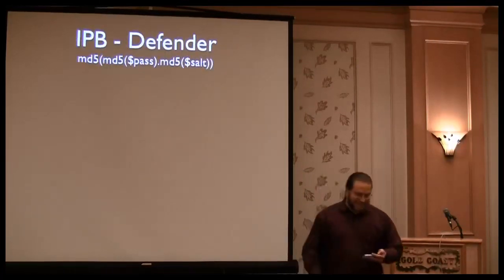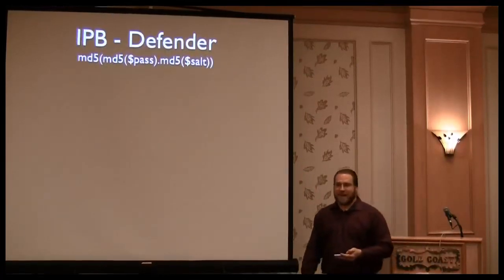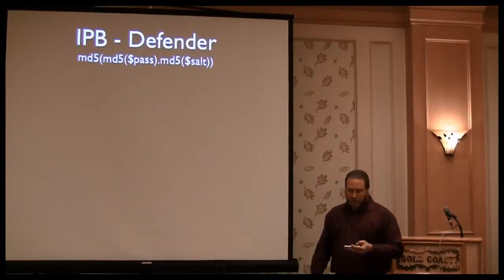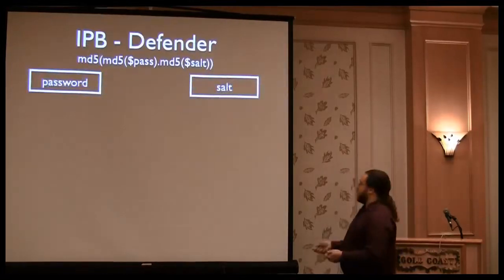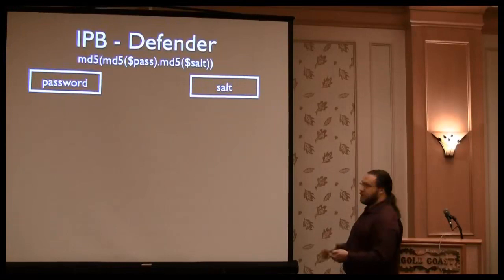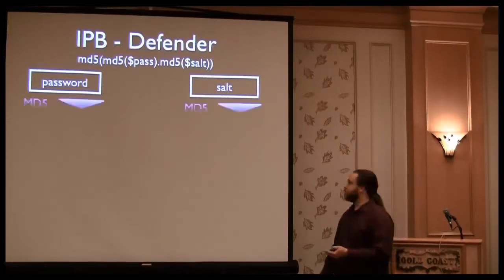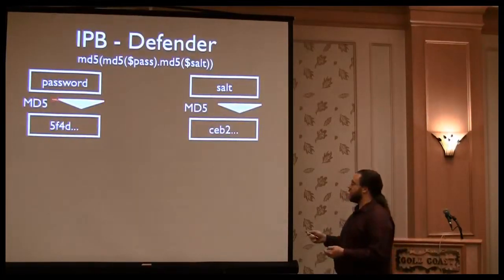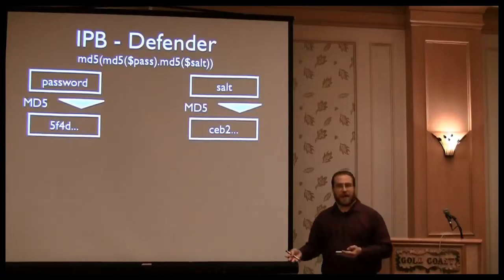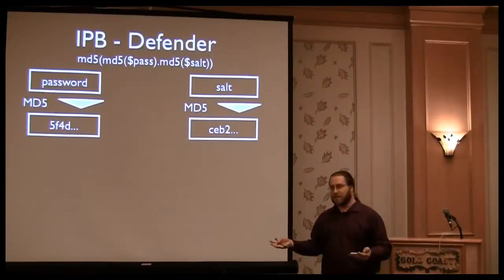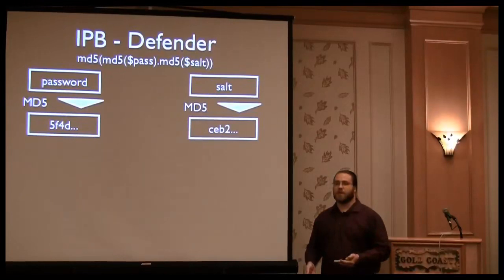So the first thing that I'd like to do is dive into the IPB algorithm a little bit more. For the defender, for the unlucky forum that is stuck with this algorithm, they start with the user's password and salt out of the database. They then perform two MD5 operations, converting the password and the salt into the MD5 hash of that. And because it's web software, of course, MD5 comes out as a 32-character lowercase hexadecimal string.